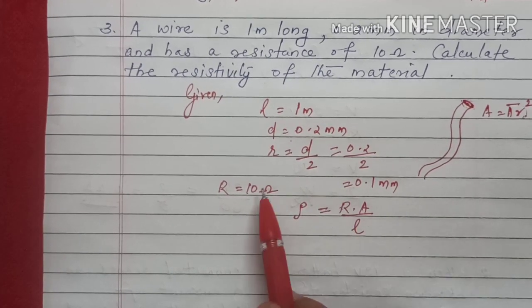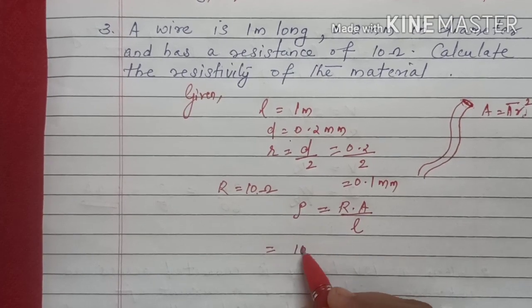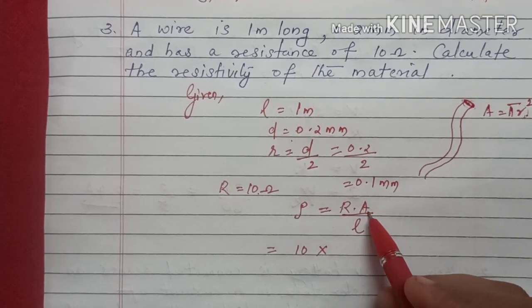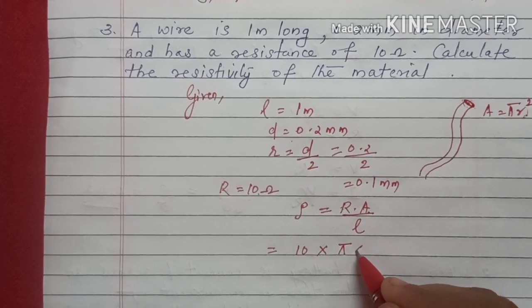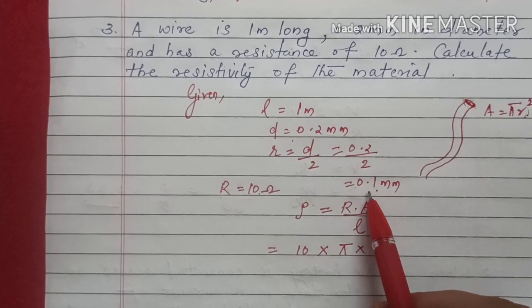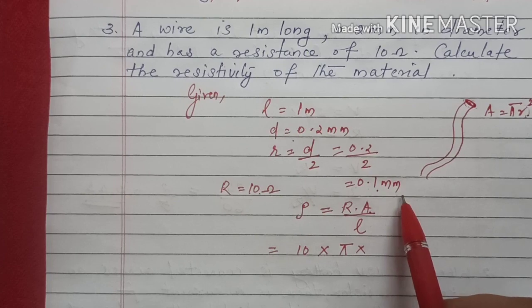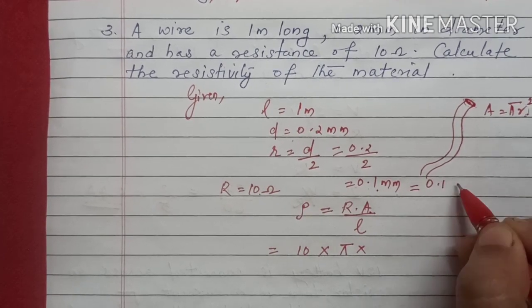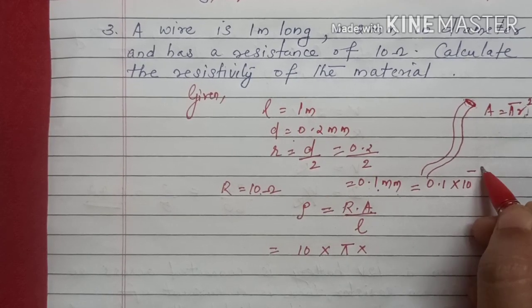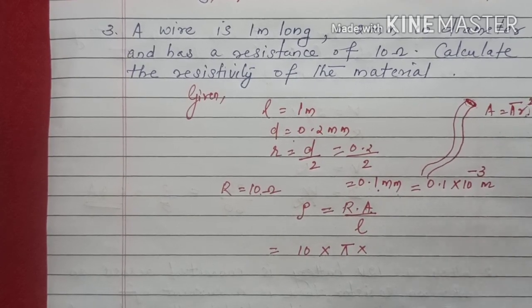First, R is 10 ohm. So 10 into area, you can find, right? Area is pi r square. So you write pi there, then r square. Here it is in millimeter, right? So first you have to convert it into meters. That is 0.1 into 10 raised to minus 3 meters. Understand? 0.1 into 10 raised to minus 3 meters.